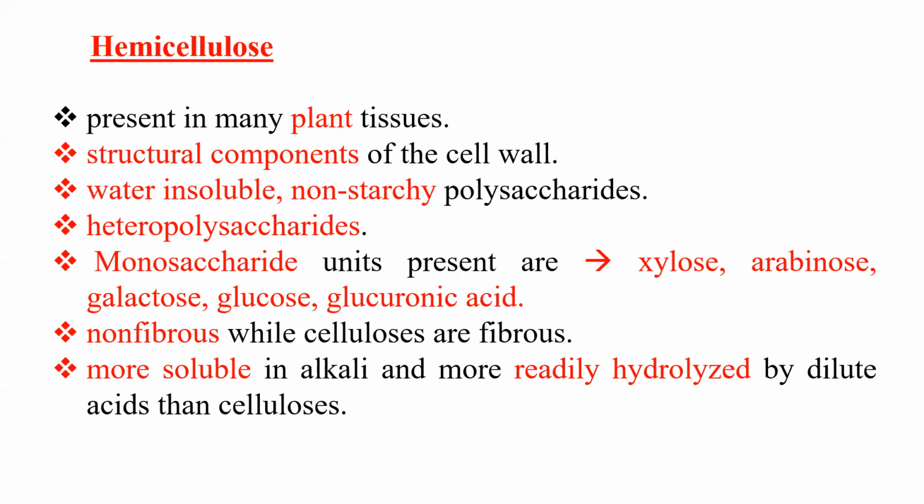Hemicellulose. This is also one of the important polysaccharides, also known as dietary fiber. It is present in many plant tissues as a structural component of the cell wall. It is a water-soluble, non-starchy polysaccharide. It is a heteropolysaccharide. Monosaccharide units present are xylose, arabinose, galactose, glucose, and glucuronic acid. It is non-fibrous, whereas cellulose is a fibrous polysaccharide. It is more soluble in alkali and more readily hydrolyzed by dilute acids than cellulose.